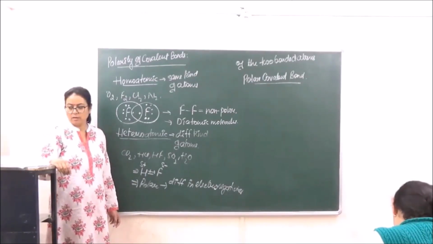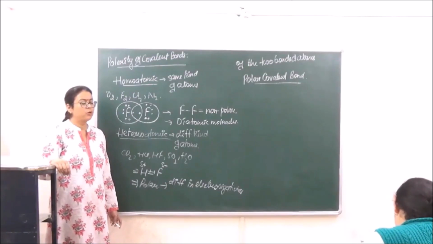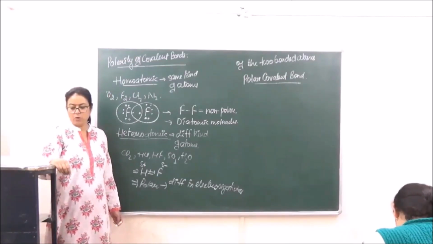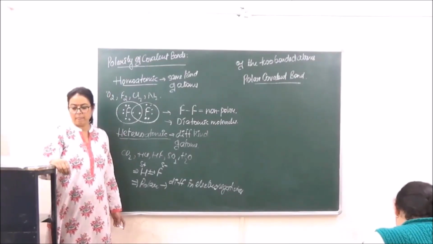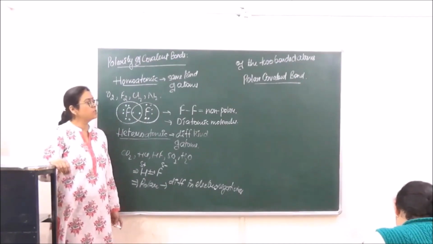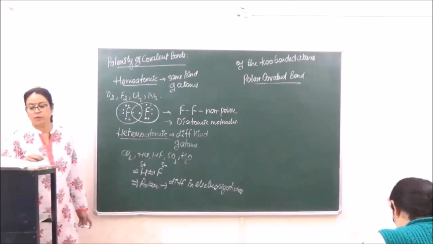A polar covalent bond is formed between two dissimilar atoms. So this is what a polar covalent bond is.